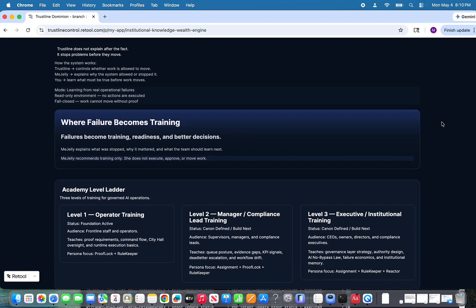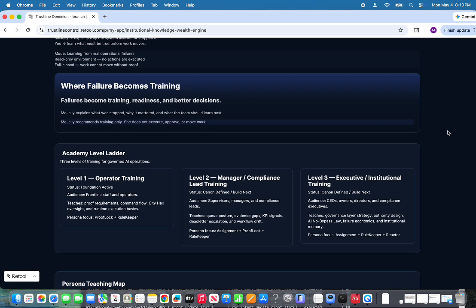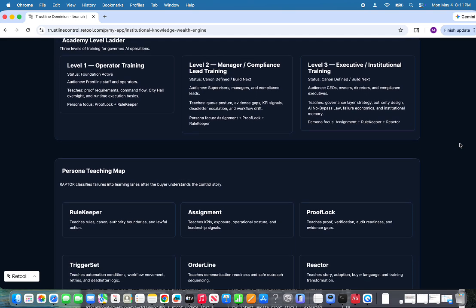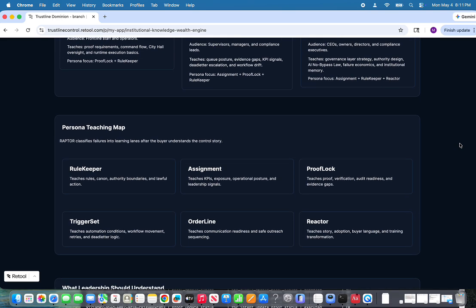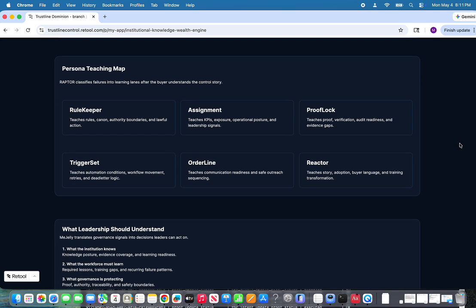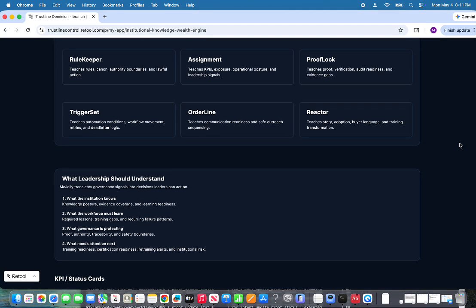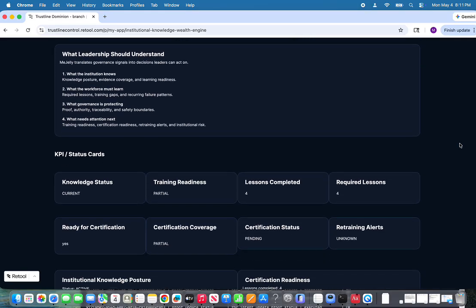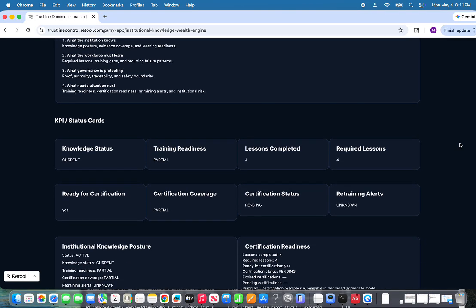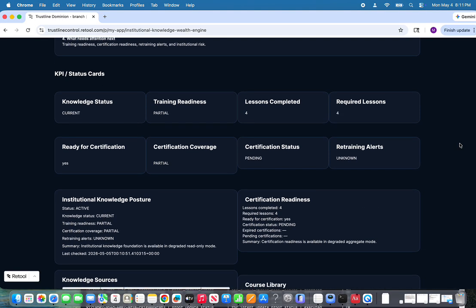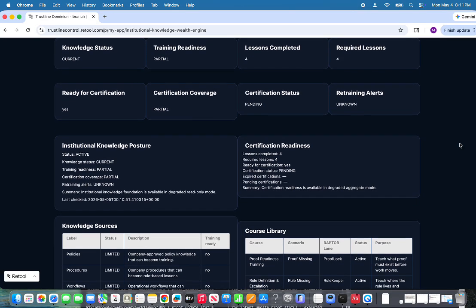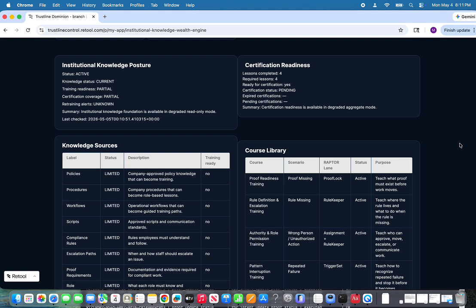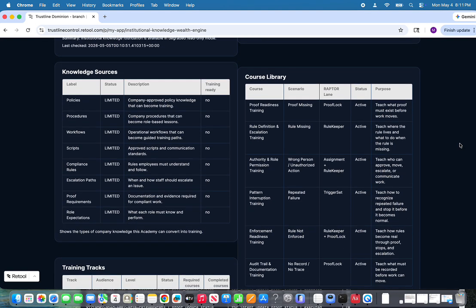Each lane has a job. Rule Keeper teaches rules and boundaries. Proof Lock teaches proof and audit readiness. Assignment teaches ownership and authority. Trigger Set teaches repeat failures and automation signals. Orderline teaches safe communication. Reactor helps translate the system into adoption and understanding. This gives leadership a different kind of visibility. Not just what happened, but what the institution knows, what the workforce still needs to learn, what gaps remain open, and where readiness is still incomplete.